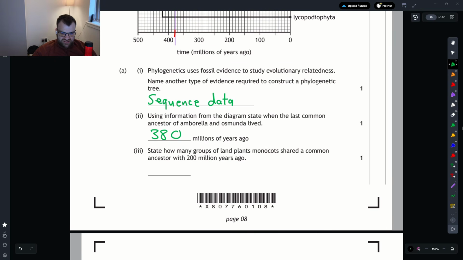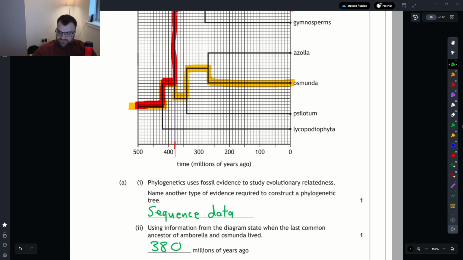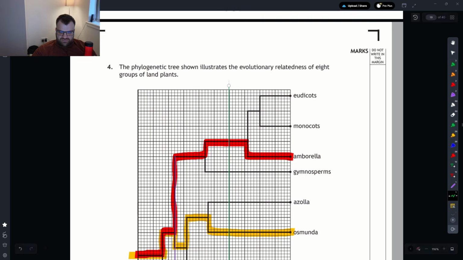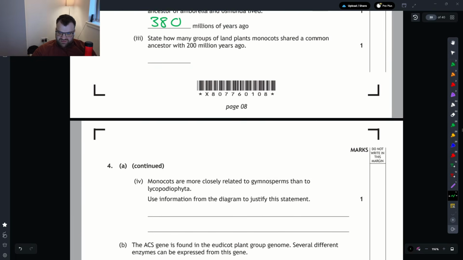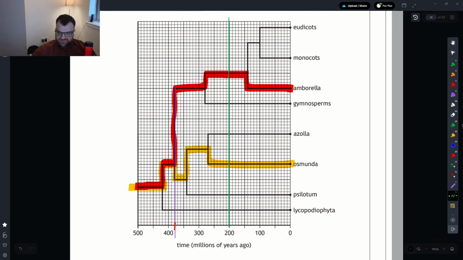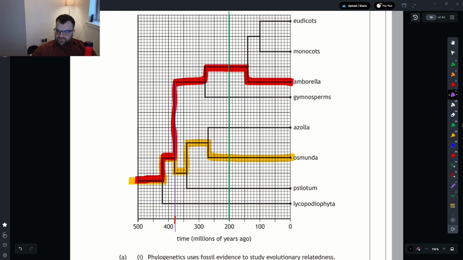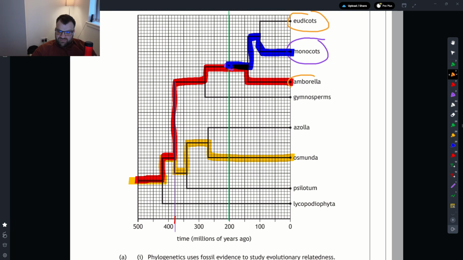It's a common ancestor. How many groups of land plants, monocots, shared an ancestor with 200 million years, I should say. So we want to go here. Let's run that up. They're asking us, monocots. So monocots are here. At this point, for the monocots, how many are also tracked back to there? Well, the eudicots do. Amborella does.